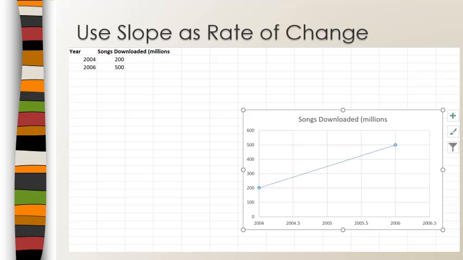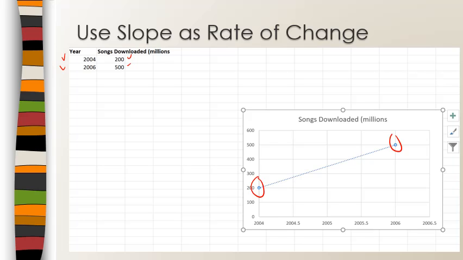And so here you see that I've used Excel, and I've got my years in my first column, 2004, 2006, and then the number of songs downloaded, 200, 500. In Excel, I can just easily highlight these two columns, go into the chart area, and pick a scatter plot, which I did, and then insert a trend line, which is just a line connecting the two data points. So 2004, I got 200 million. 2006, I got 500 million.